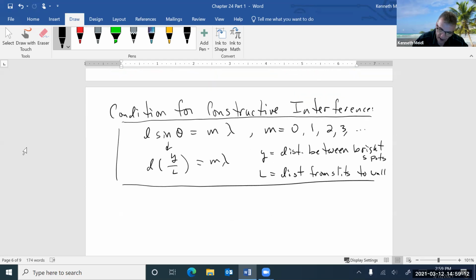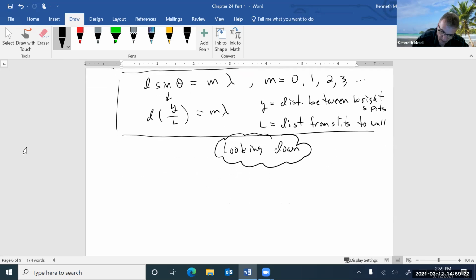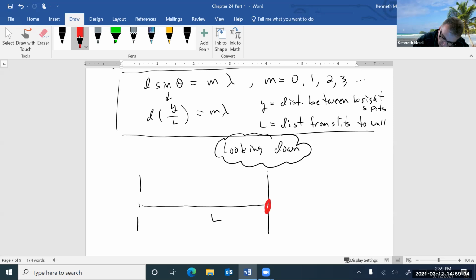So if you're looking down on this experiment and you have these two little slits, and of course I'm exaggerating just how big they happen to be, this right here is L. If you're using red laser light, you get a big red spot right there, and then you get this spot up here. So here's m equals 0. This might be the first one up here. This right here is y. That right there is L.